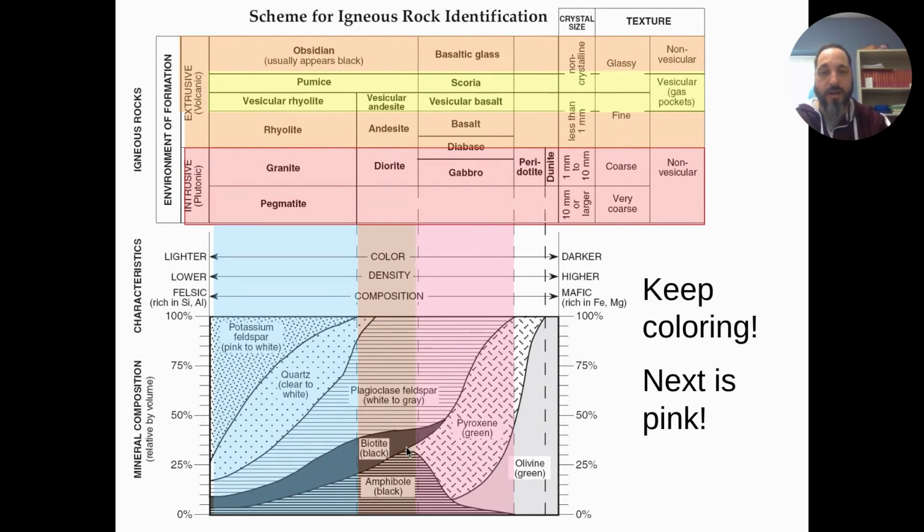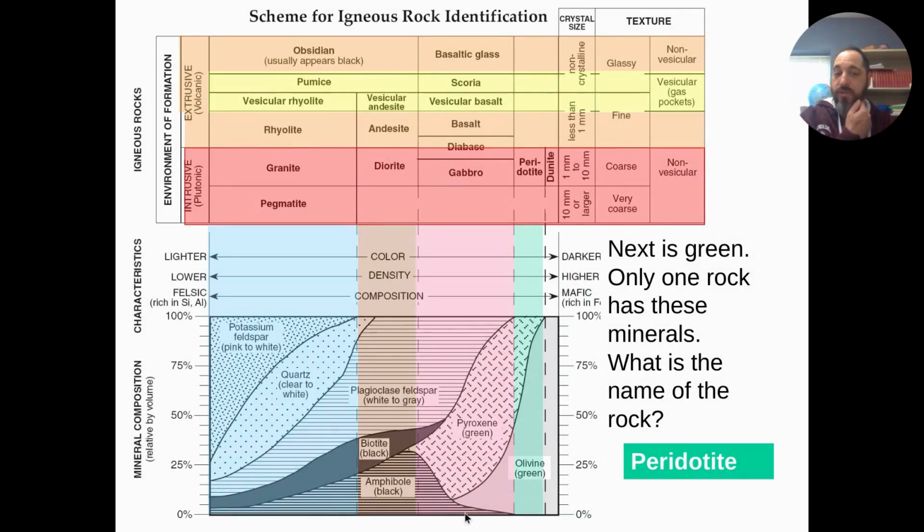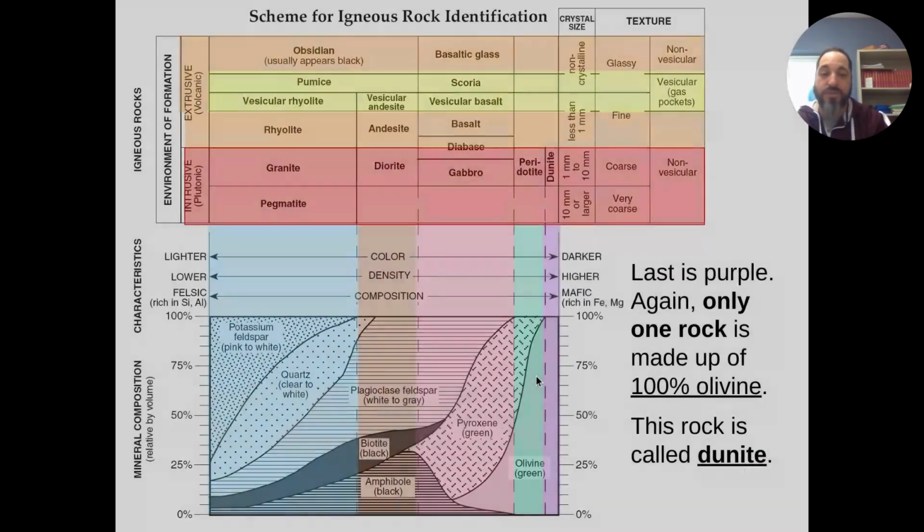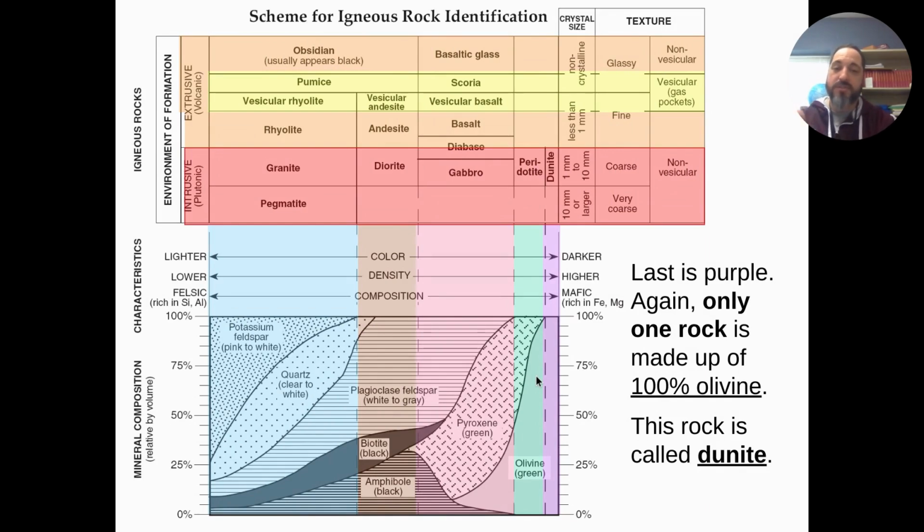Our next column, gabbro, diabase, basalt, and scoria, vesicular basalt as well, is going to contain the minerals plagioclase feldspar, biotite, pyroxene, olivine now, and amphibole. Eventually, we get to peridotite, which only contains the minerals pyroxene and olivine, and dunite, which is just pure olivine. That's it. 100% of the rock, it's just olivine. So you can see how we can read what minerals are found in the rock based on this chart.